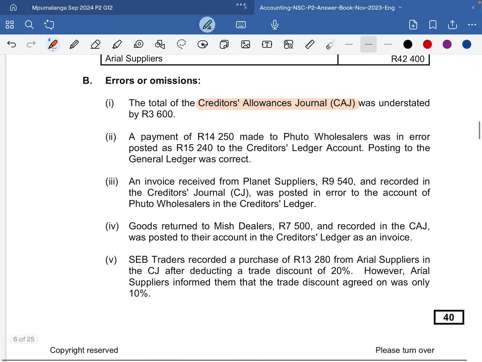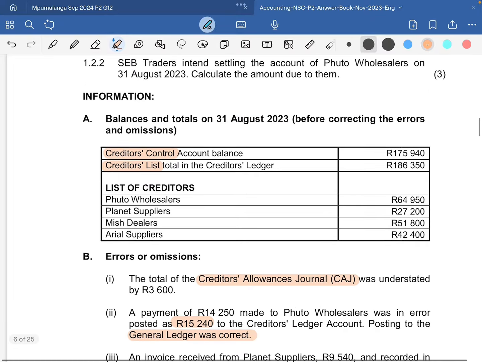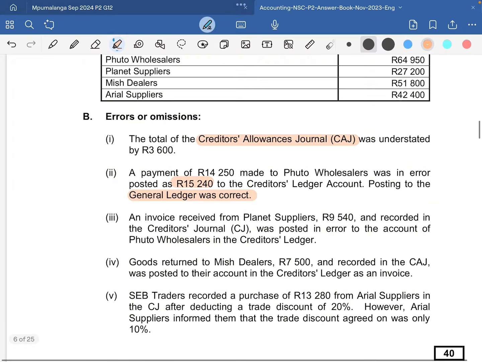And then on the second adjustment, a payment of 14,250 made to Puto wholesalers was in error posted as 15,240 to the creditors ledger account. Now posting to the general ledger account was correct. So the 15,240 in the general ledger was correct, which is where we post to the creditors control account in the general ledger. And then the payment of 14,250 to Puto wholesalers, this is where we had the creditors list.